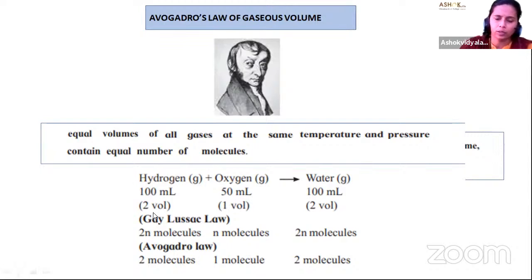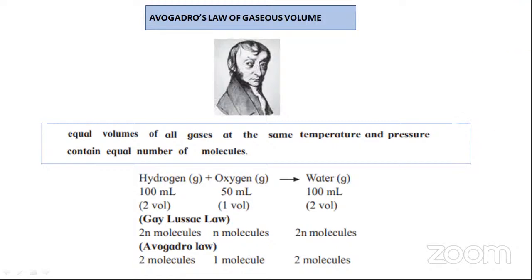Here, 2 volumes of hydrogen combined with 1 volume of oxygen give us 2 volumes of water. So what Avogadro is saying is: 2n molecules equal 2 molecules, n molecules equal 1 molecule, because the ratio of hydrogen combining with oxygen is 2:1. 2 molecules of hydrogen combine with 1 molecule of oxygen, and we get 2 molecules of water.